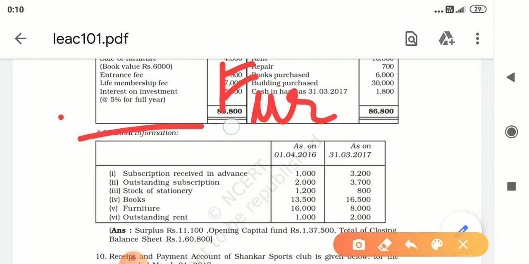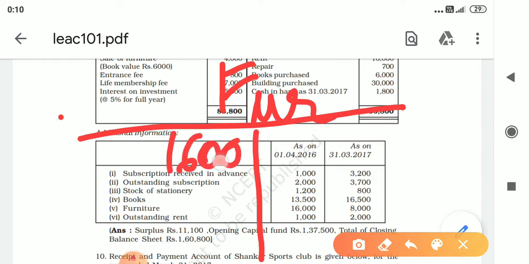Furniture account. The opening balance 16,000 will come here, debit side, because it's an asset. Asset will have opening balance in debit. And 8,000 will come here. 8,000 closing balance. This is brought down. This is carried down. Done.